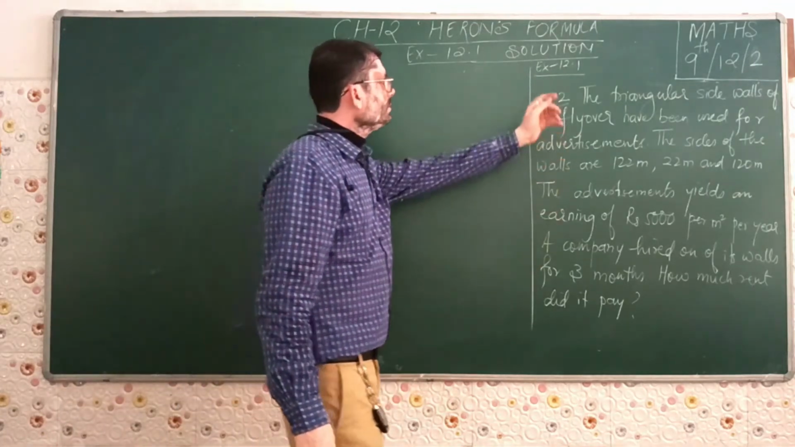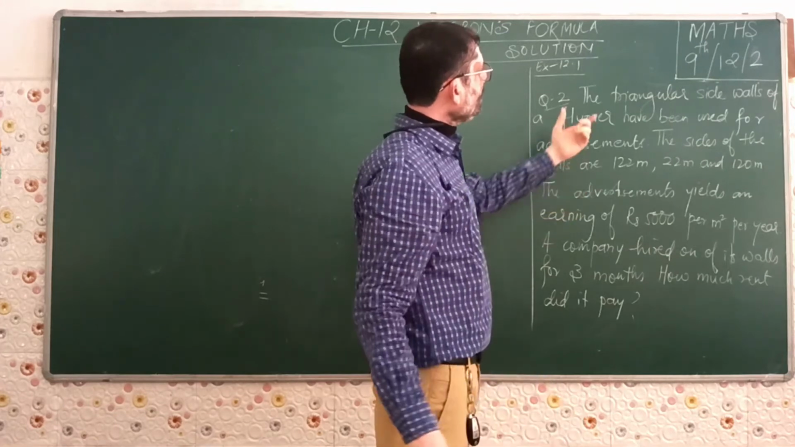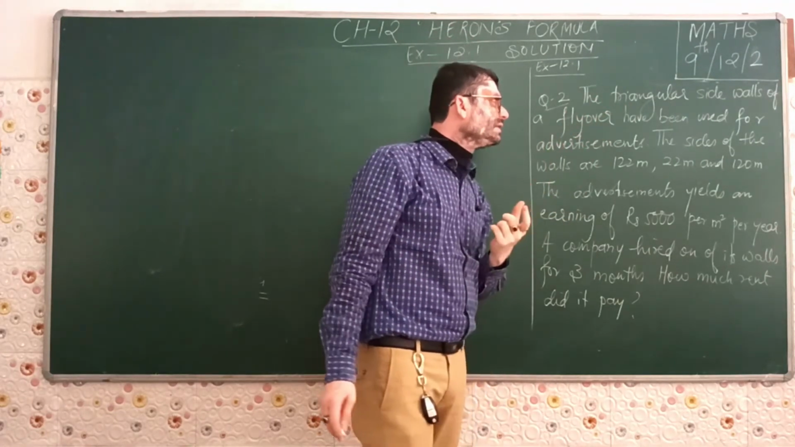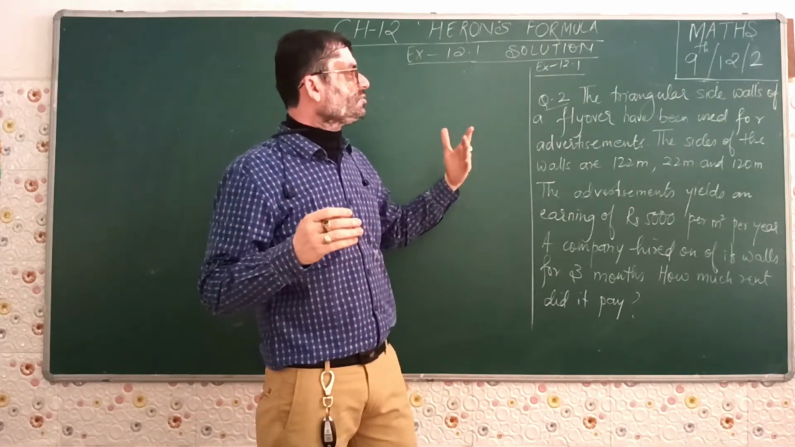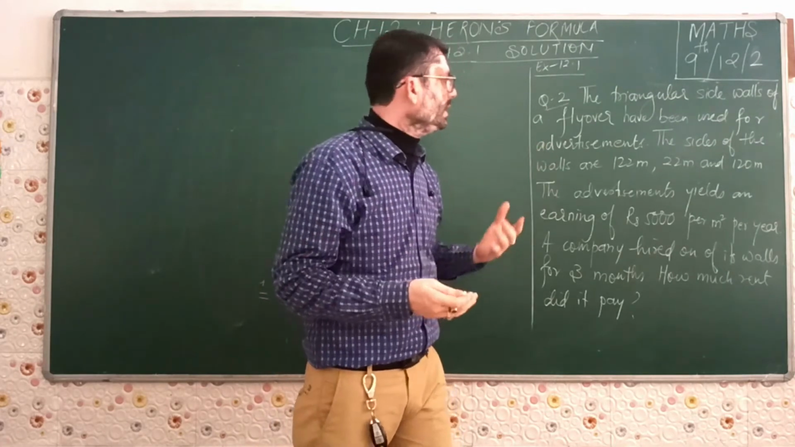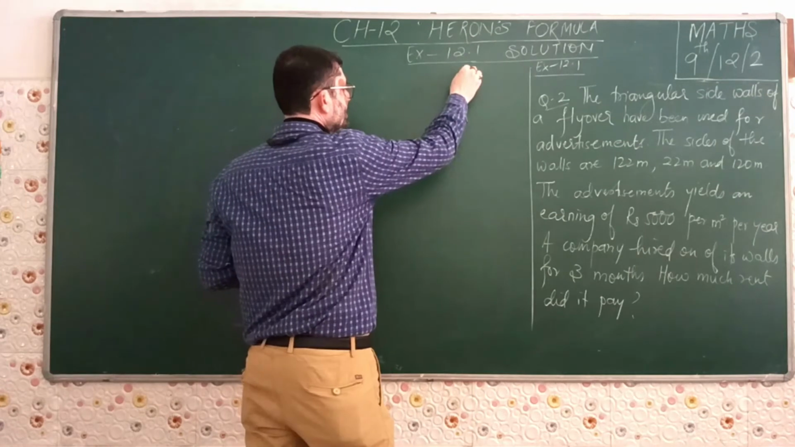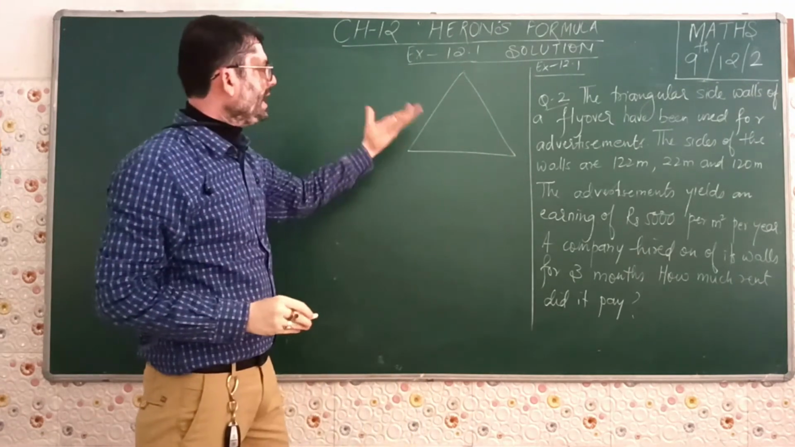Next question of exercise 12.1, that is question number 2. The triangular side walls of a flyover have been used for advertisements. Means there is a flyover, that flyover has triangular shaped walls, and those walls are being used for advertisement purpose. Let us consider that triangular wall where advertisement has been done as ABC.